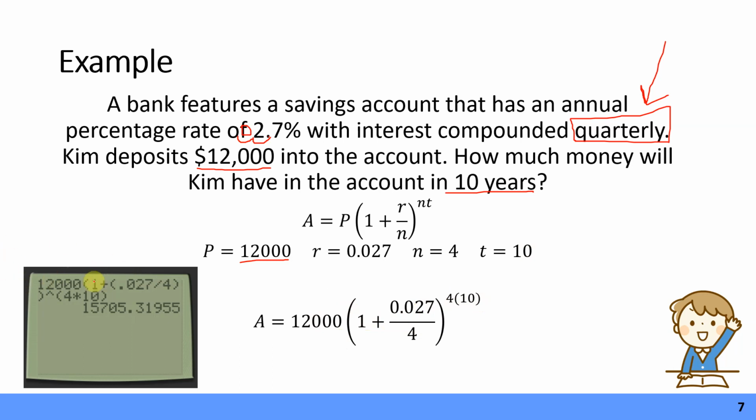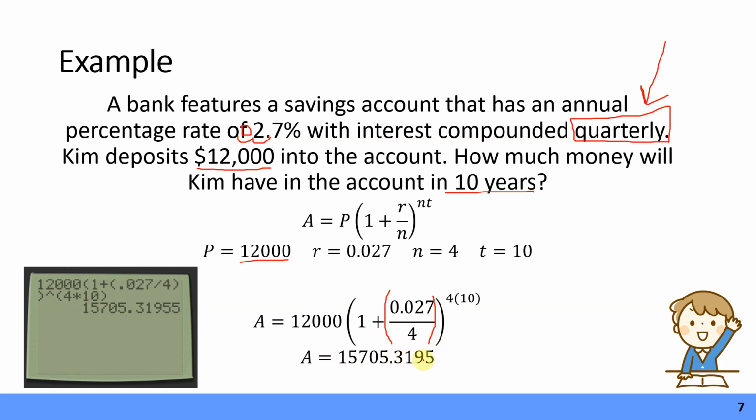So I put my 12,000, open parentheses, 1 plus, and like I told you on the last problem, the fraction has to have its own set of parentheses, which it does right here. And then I close the parentheses that were already there, raised to the power of 4 times 10, both the 4 and the 10 inside the parentheses. Press enter, and that's what I got as an answer.